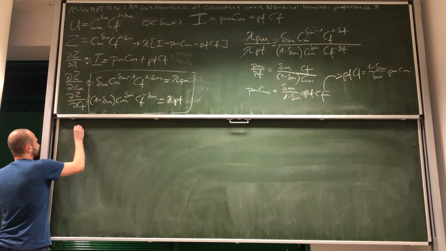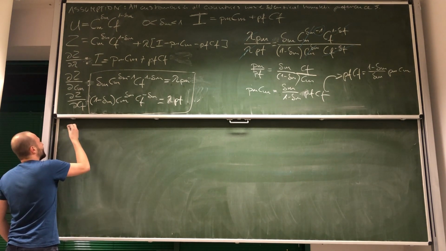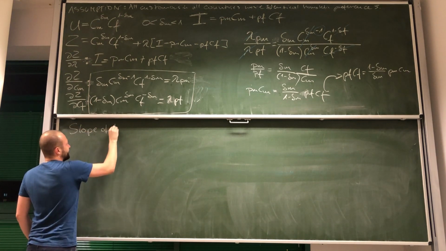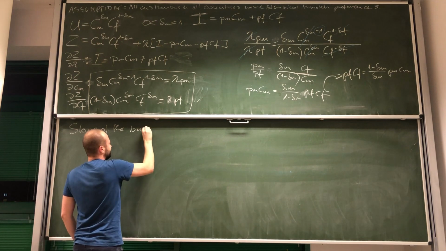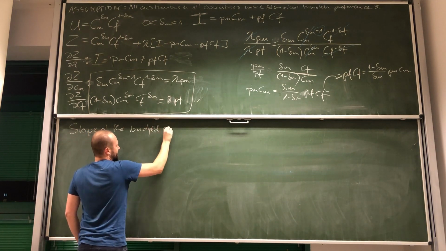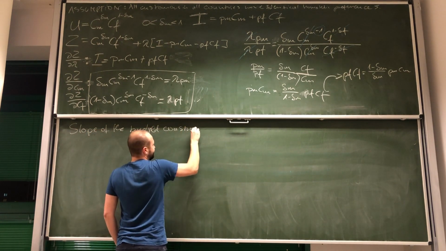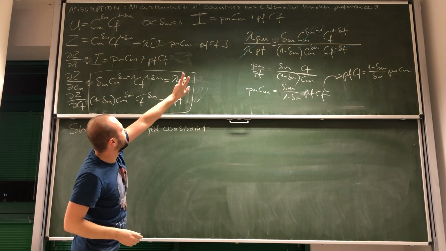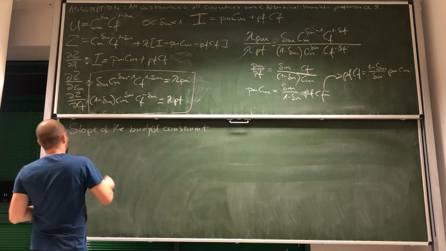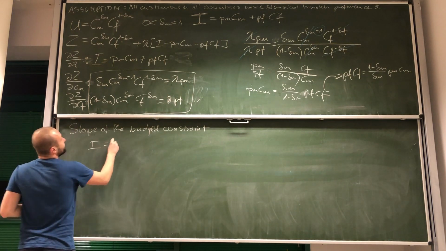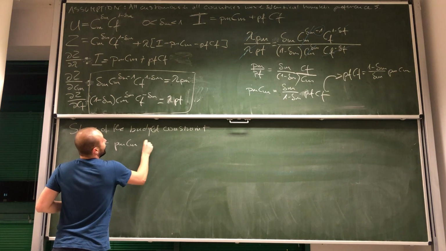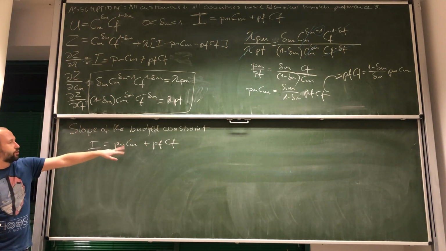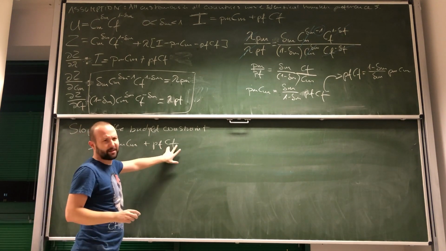But let's do it very quickly. So, let's start with the budget constraint. We can easily calculate the slope of the budget constraint. We want to do it in the space where income can be spent either on manufacturers or on food. Now, we want to solve this for consumption of food.